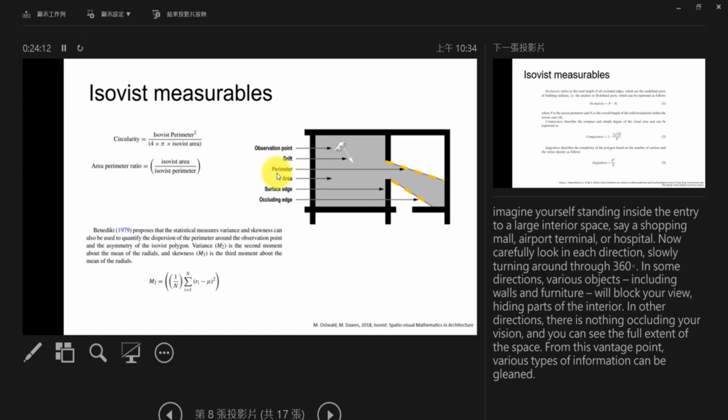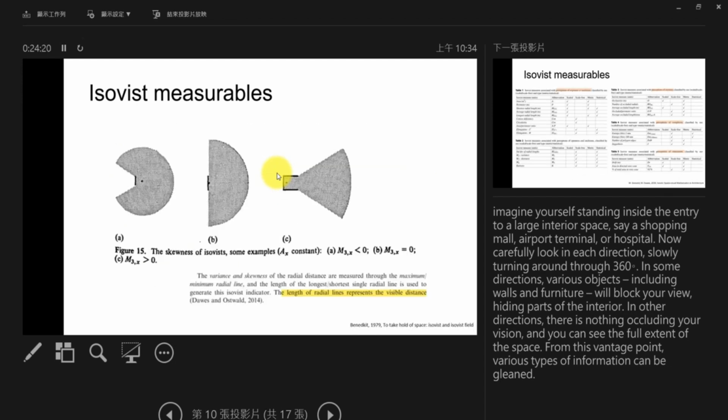But then, in the following slide, you have a discussion of the three situations. The first one says when n is smaller than zero. How can that be possible? So something is wrong, right? But I took this diagram from the very first introduction of isovist, which was idealized by the researcher Benedikt.